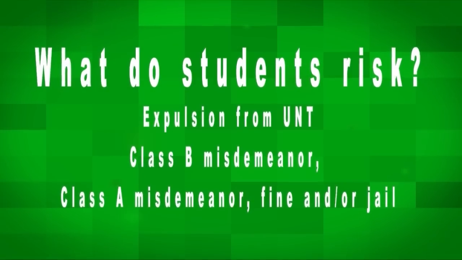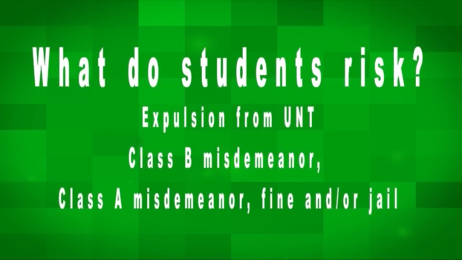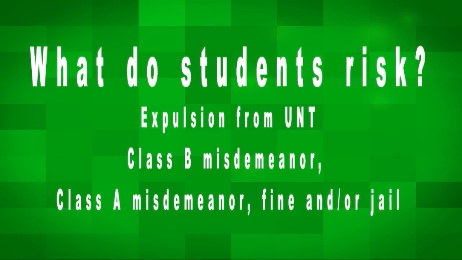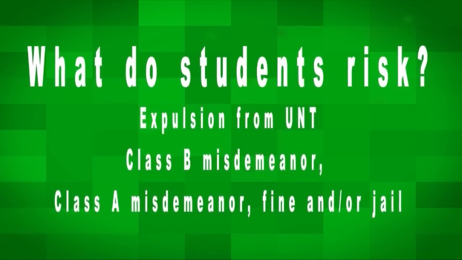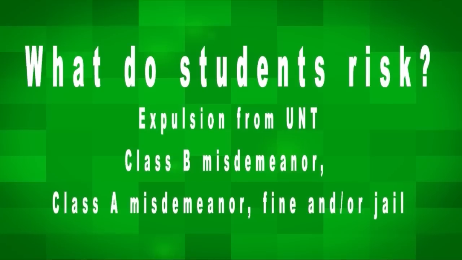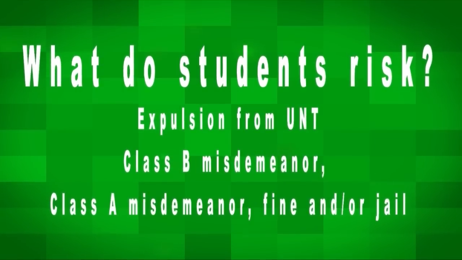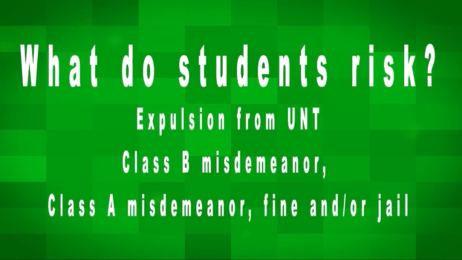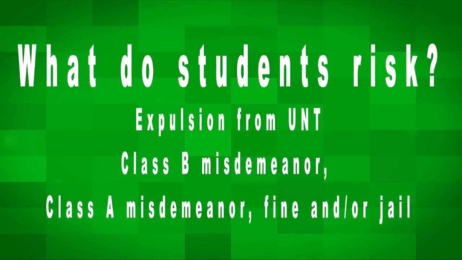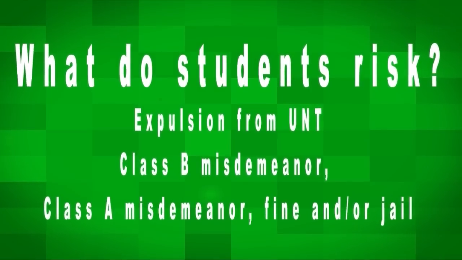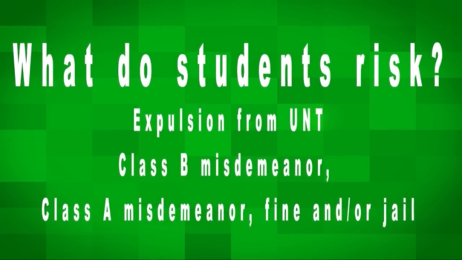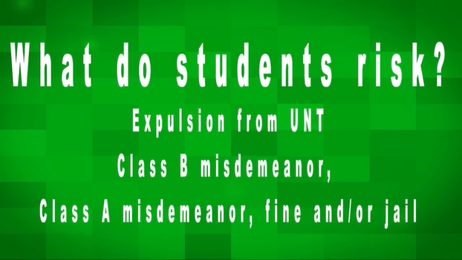Offense of failing to report is a Class B misdemeanor. A violation that does not cause serious bodily injury to another is a Class B misdemeanor. Any other offense that causes serious bodily injury to another is a Class A misdemeanor. Any offense that causes the death of another is a state jail felony. Depending on the severity of the case, all of these criminal sanctions would include a fine and/or jail time.